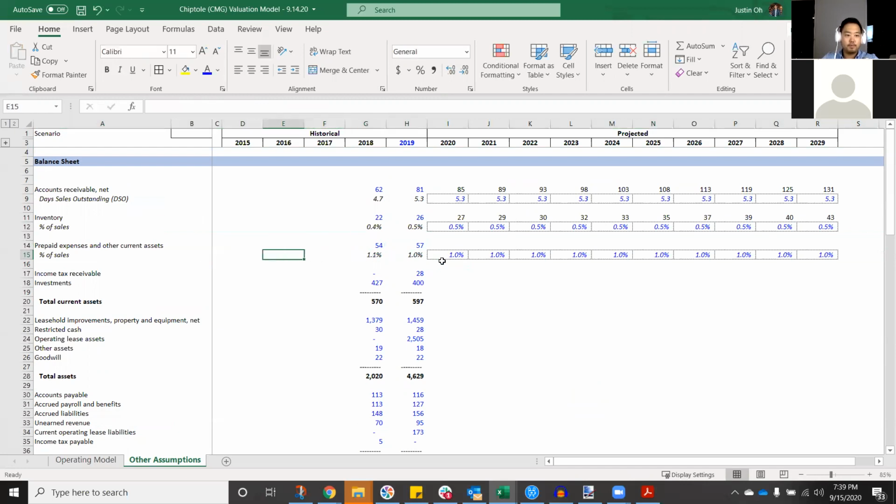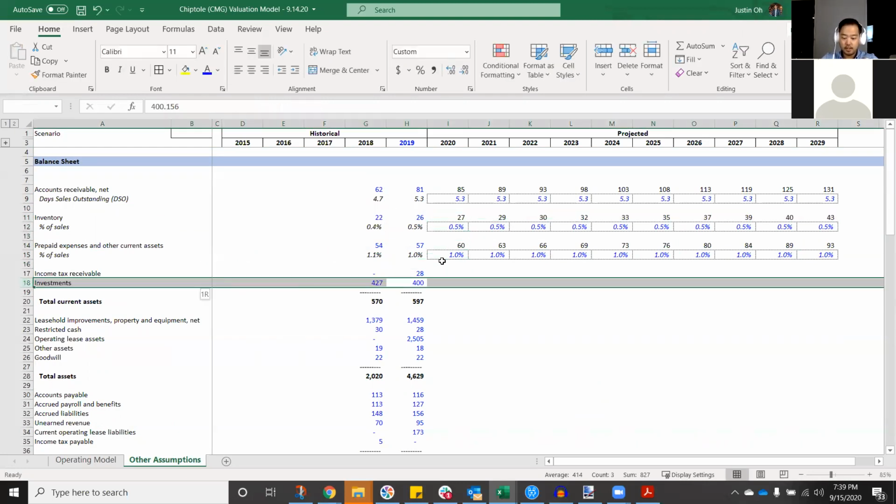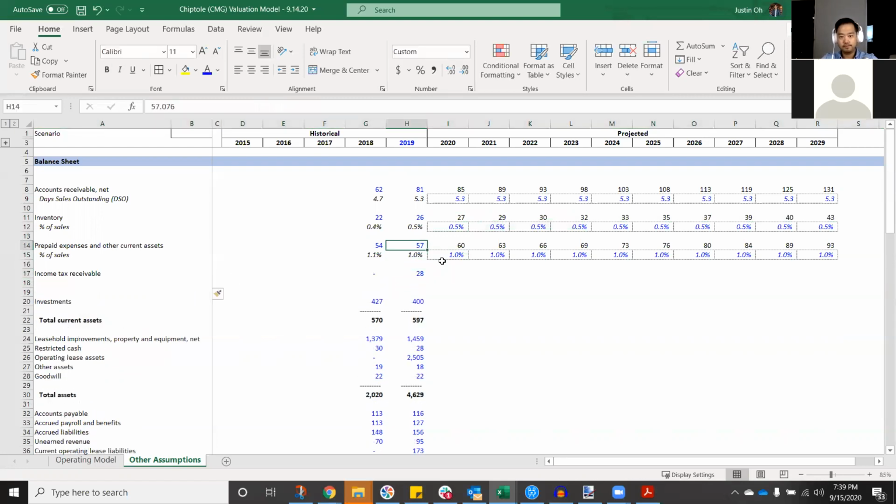Same thing with prepaid expenses as a percentage of sales. Why don't we just assume that's the same? Okay. And the reason why I locked all these cells and was careful about them is so I can copy down really easily. Income taxes receivable.